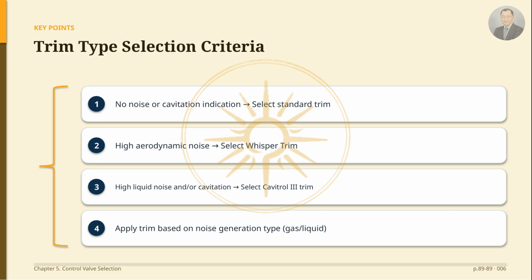I would like to introduce how to choose the trim type. If no noise or cavitation indications appeared in the previous step, you can select the standard trim. On the other hand, if aerodynamic noise from gas flow is high, apply Whisper trim. And if noise from liquids is high or cavitation is expected, select Cavitrol III trim. The key is to apply different trims based on whether the noise originates from gas or liquid, and whether cavitation occurs.